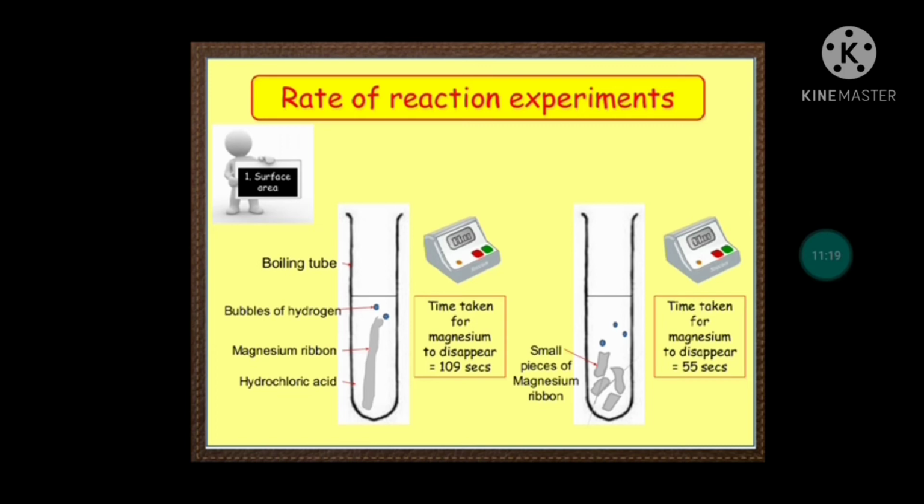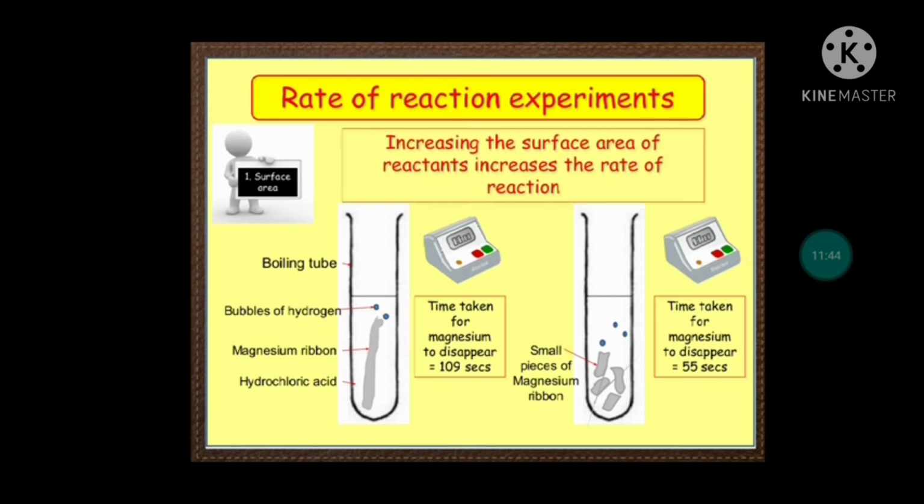So as we decrease the size, we are increasing the surface area. More particles react with the hydrochloric acid, they are in contact, so it will increase the rate of reaction. So the second experiment takes just 55 seconds to finish the reaction.